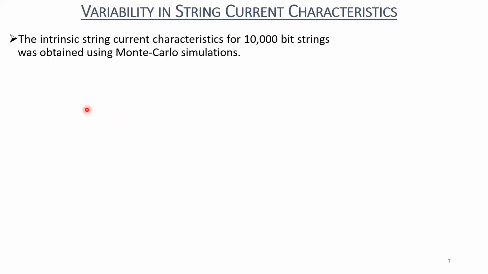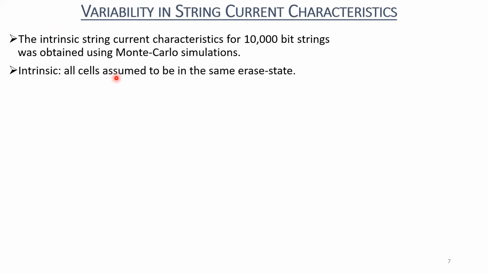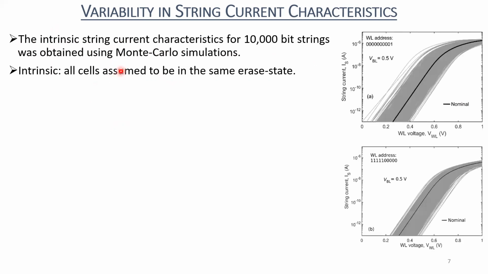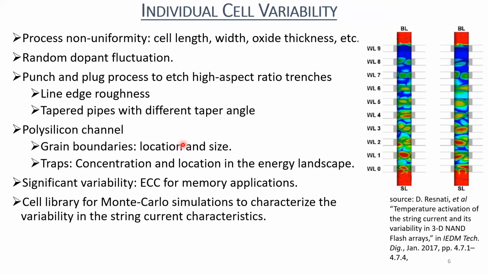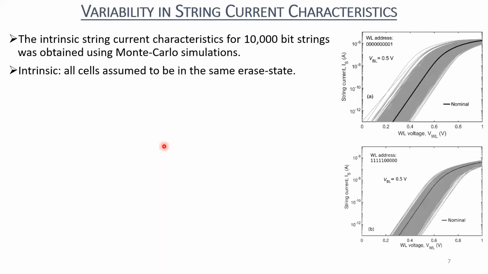So utilizing that Monte Carlo simulation library that I created, I performed Monte Carlo simulation and I found this intrinsic string current characteristics for 10,000 strings. What I mean by intrinsic string current characteristics is that I am not programming it to any other level. It's in the same erase state. And then I'm just performing this Monte Carlo simulation. And in each instance, I'm having different values of these characteristics. And if I do that, the kind of characteristics that I get is shown over here.